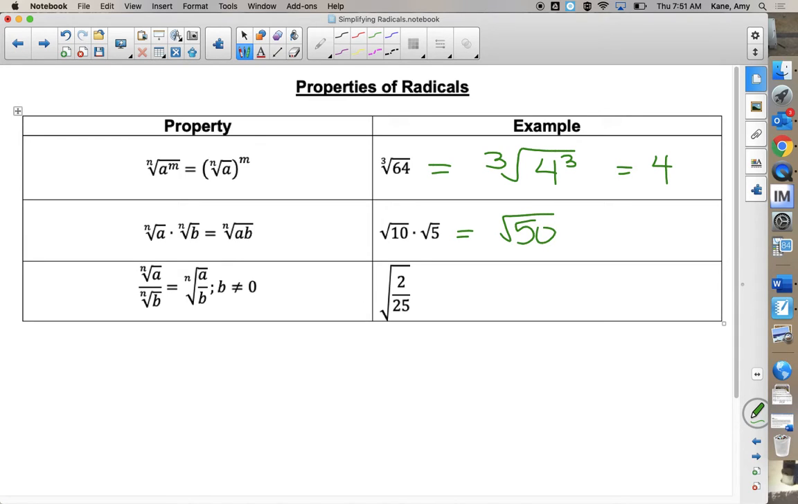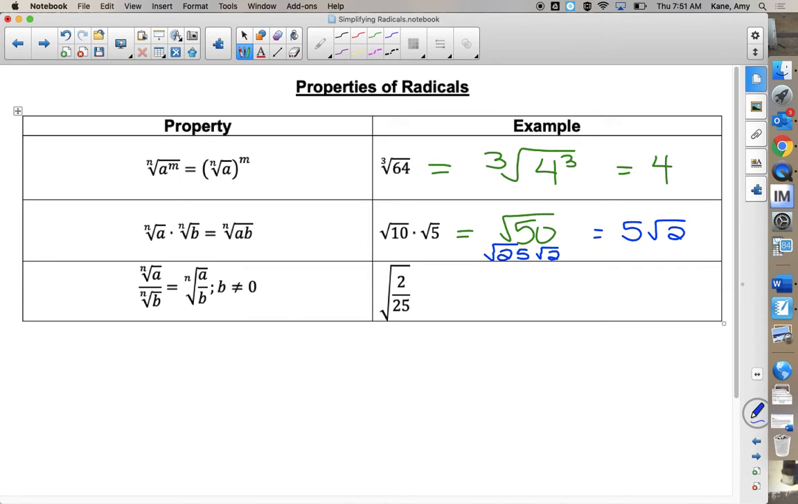And then, Michael, is there any way you can break down the square root of 50? 25 and 2, which we know is 5 square roots of 2. So if the index is the same, you're allowed to multiply them together. But they must be both square roots, both cube roots, both fourth roots.